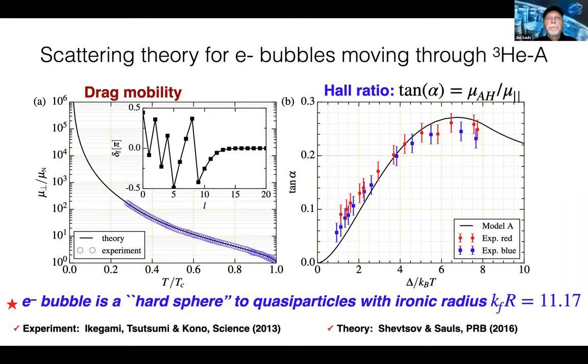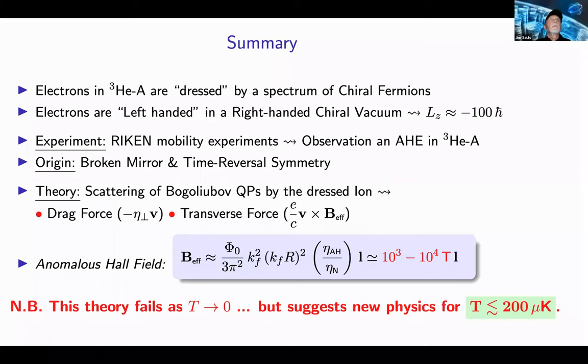So let me just summarize here. Electrons in the chiral A phase are dressed by chiral fermions, a spectrum of them, and they give rise to chiral edge states and chiral currents. And electrons are left-handed in a right-handed vacuum with an angular momentum of about 100 h-bar. The Rieken mobility experiments were a direct observation of anomalous Hall effect, and its origin is broken mirror and time reversal symmetry and skew scattering.